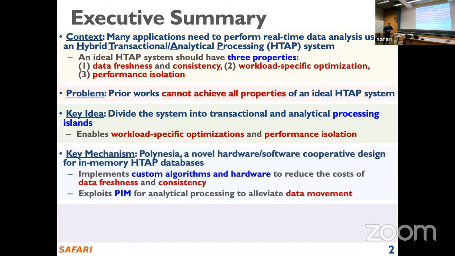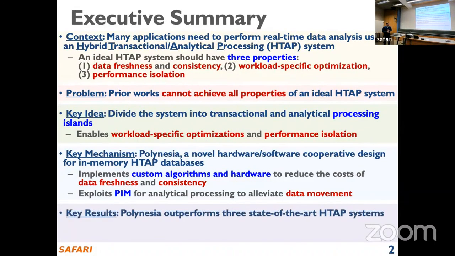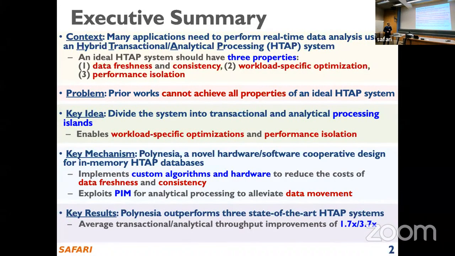What this division into processing islands provides us is workload-specific optimizations and performance isolation at low cost, basically. So the key mechanism that we propose based on this key idea is called Polynesia, which is a novel hardware software cooperative design for in-memory HTAP systems. In Polynesia, we implement custom algorithms and hardware to reduce the cost of data freshness and consistency. And we also exploit processing in memory to minimize the cost of data movement, mostly caused by the data freshness and consistency mechanism. We compare Polynesia against state-of-the-art HTAP systems, and we see that it provides higher transactional and analytical throughput, on average 1.7 times and 3.7 times compared to state-of-the-art accelerators, and also a reduction in energy consumption by almost 50% compared to the same accelerators.